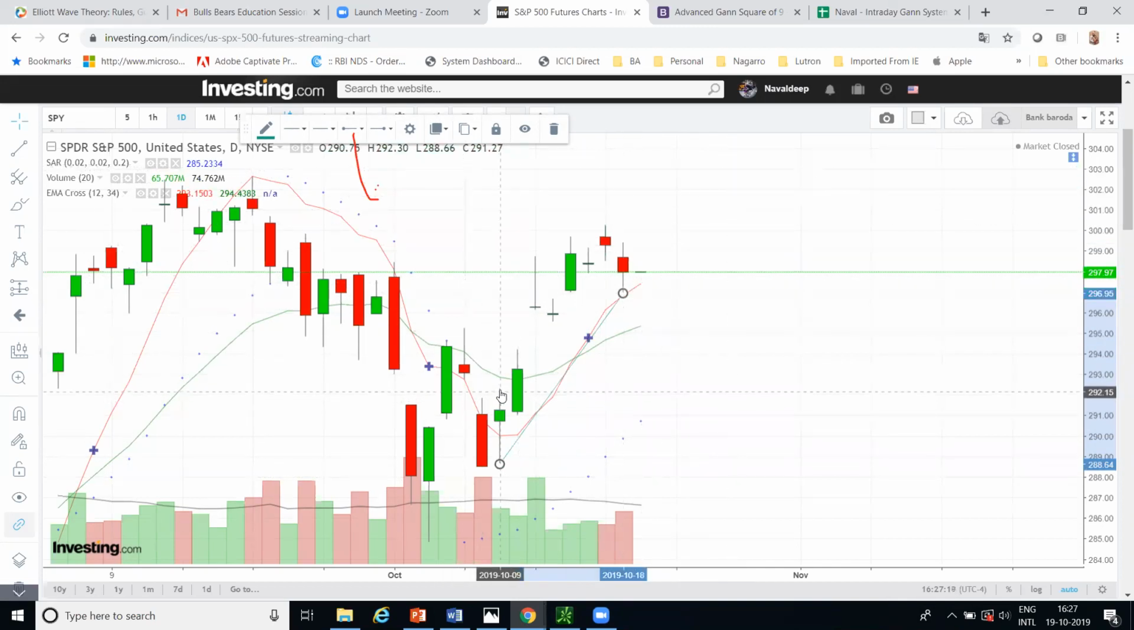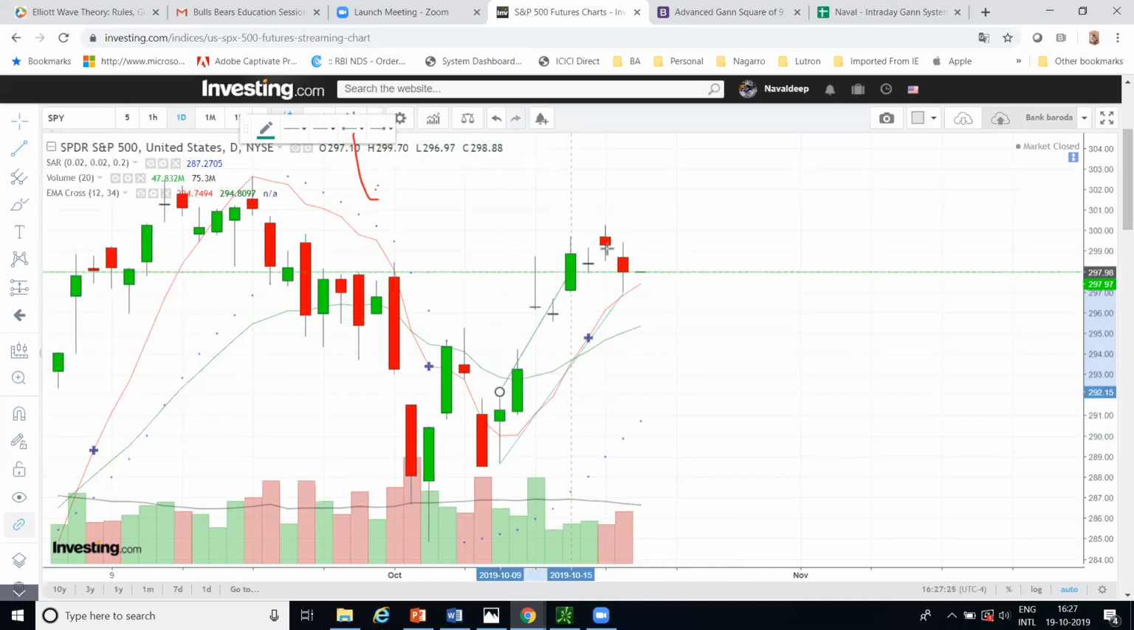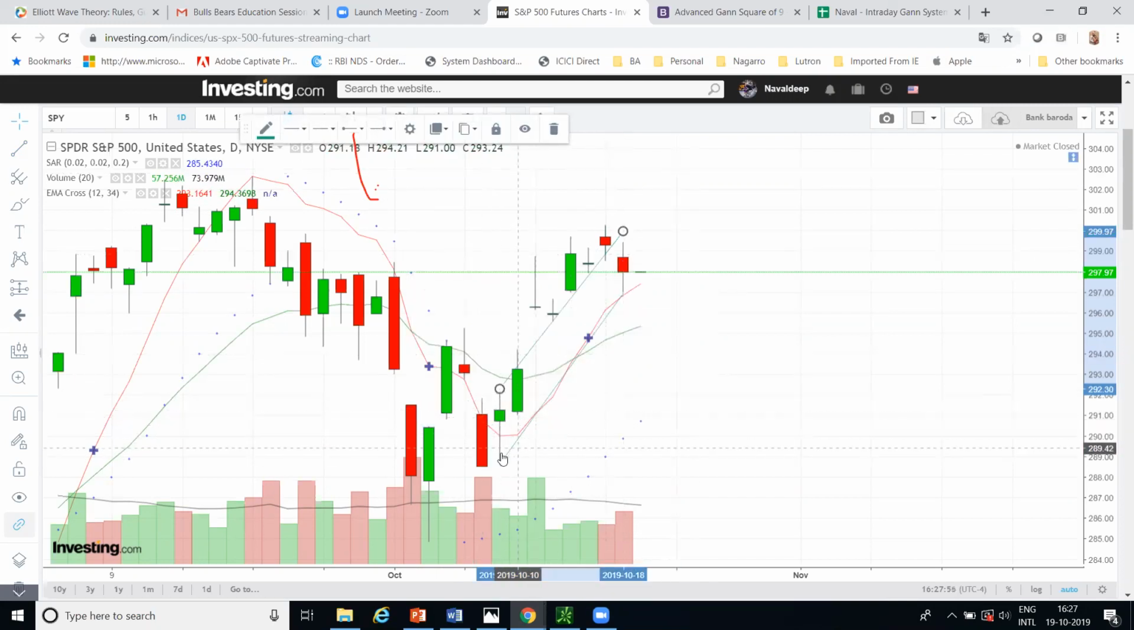And let me make an upper trend as well. So if I click here, this one is 291.27. 297.97. 292.30. Okay, so here you see that the trend is going up.